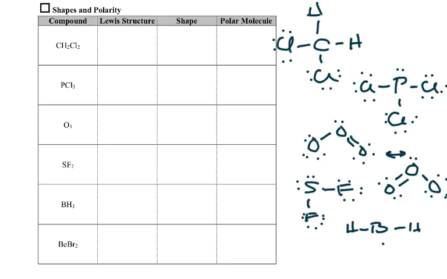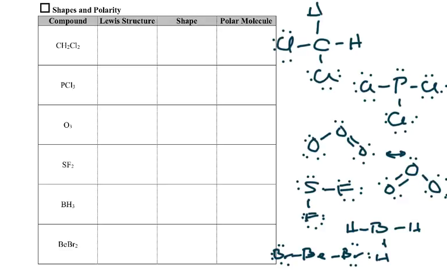Clean that up a little bit. And BeBr2, we're going to pretend that that is a covalent bond, because beryllium, family 2, doesn't do octet rule, so it looks something like this. Although if I found out that beryllium bromide actually is ionic, that would be okay too. So those are our Lewis structures.